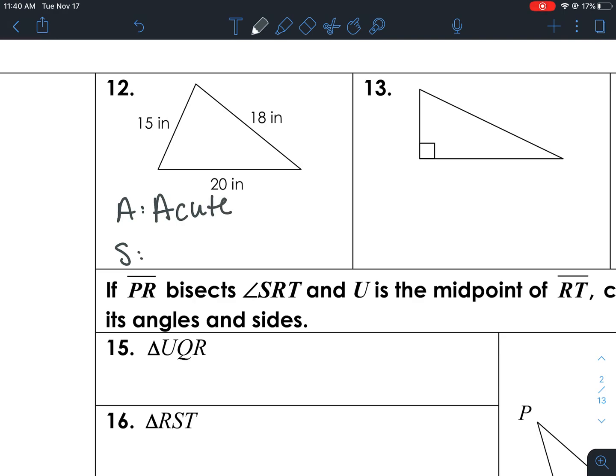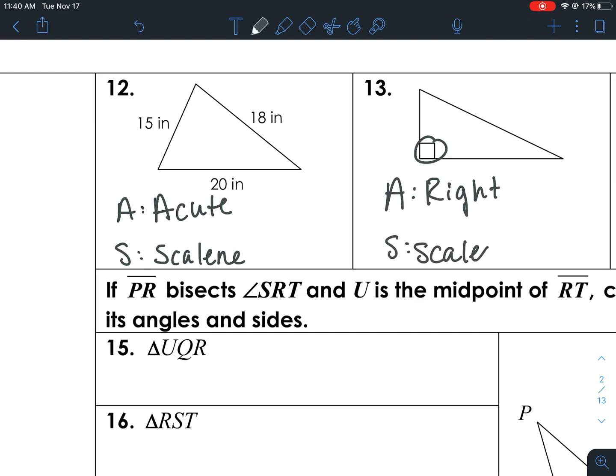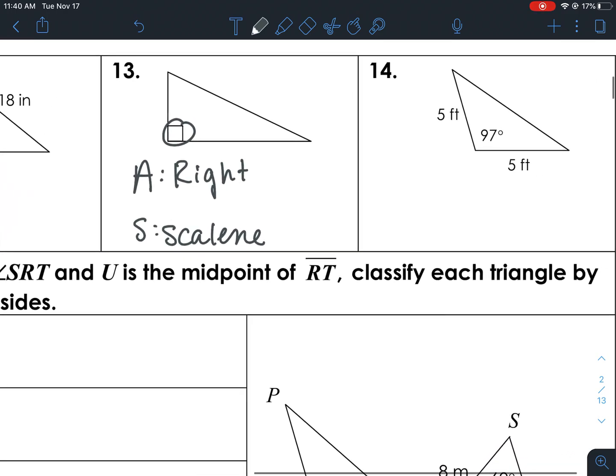call this an acute triangle. And all of these sides are different, so again, that is a scalene. Here, once again, we have a right, so by angles, this is a right triangle. And again, it looks like all of our sides are different, so this would be a scalene. This angle here is bigger than 90, so we call that an obtuse triangle. And these two sides are equal, so two equal sides we call an isosceles.